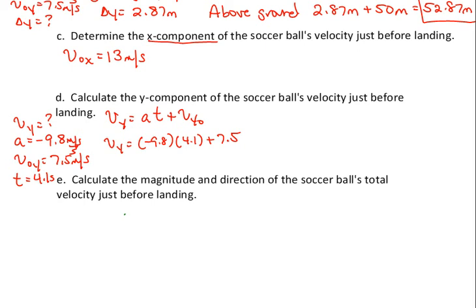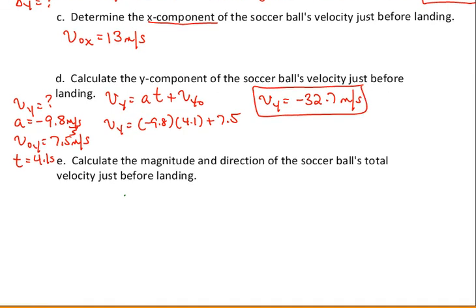Okay, so the y component of that soccer ball's velocity, just before it strikes the ground, it's just about to touch the ground but hasn't quite made contact yet, works out to be negative 32.7. And it does make sense that this answer would come out negative because the ball is moving in the downward direction right before it touches the ground.